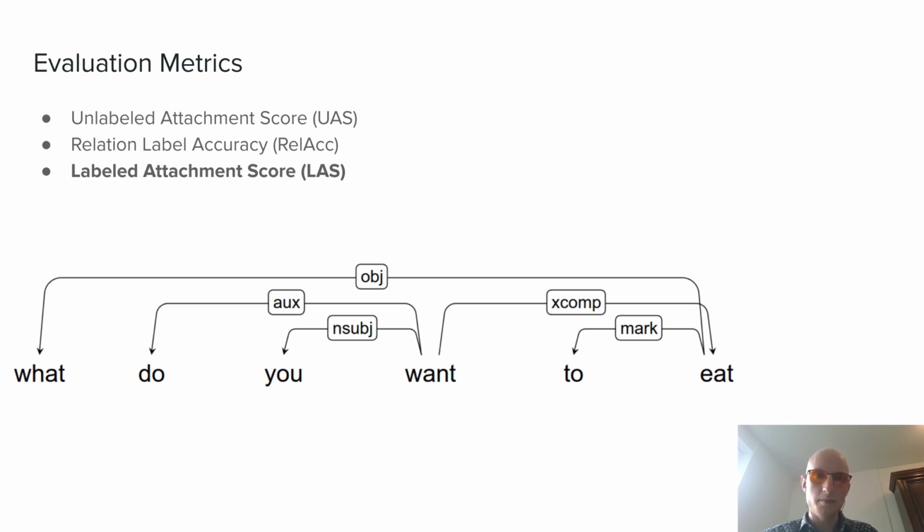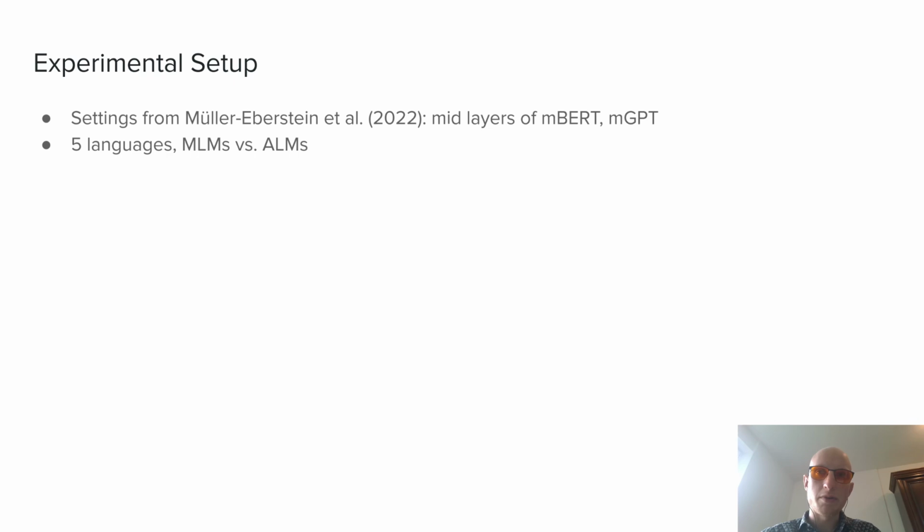For the experimental setup, we copy all settings from Müller-Eberstein et al., who probed the mid-layers of multilingual BERT on 13 languages. We again test on all 5 languages and compare the performance of autoregressive and masked models on original and nonce data.